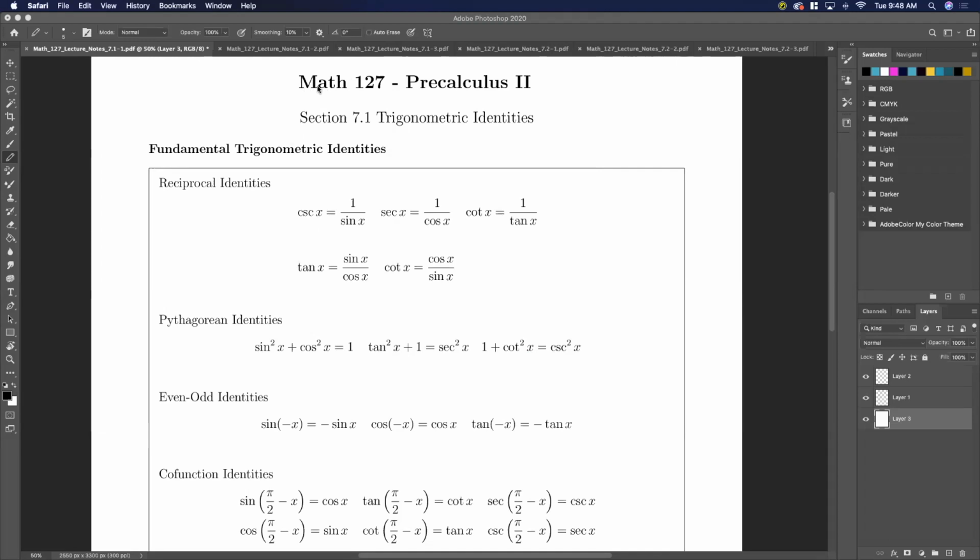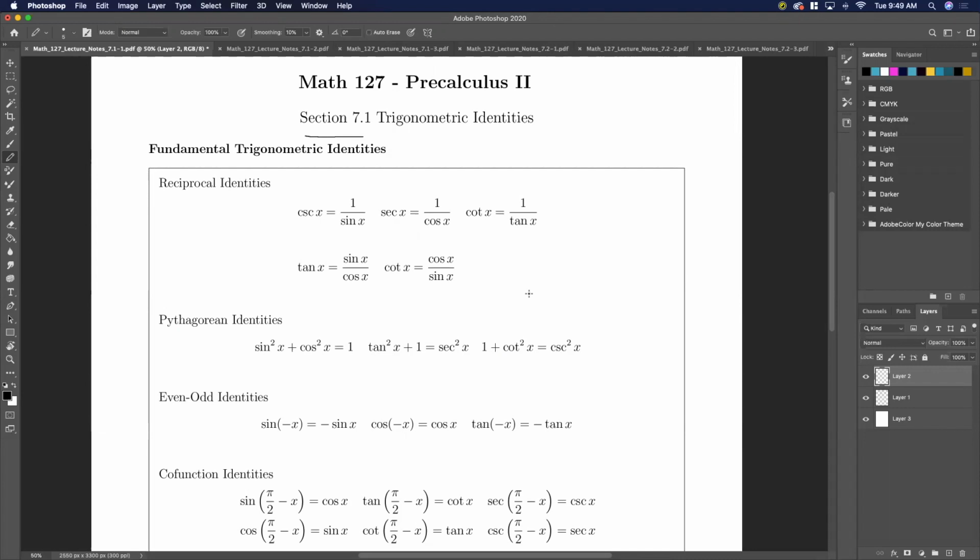We started in section right here, section 7. So we're starting a new chapter. So this is trig identities. We're gonna do trig identities, more trig identities, more trig identities, and we're gonna solve trig equations. That's basically what we're gonna do. So this is to get you real comfortable with trig.